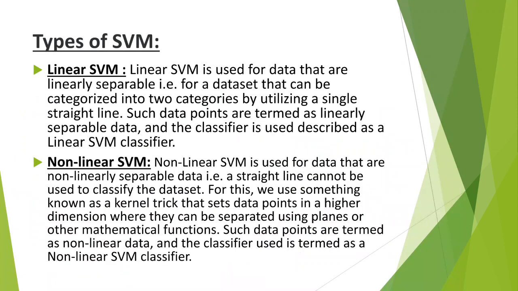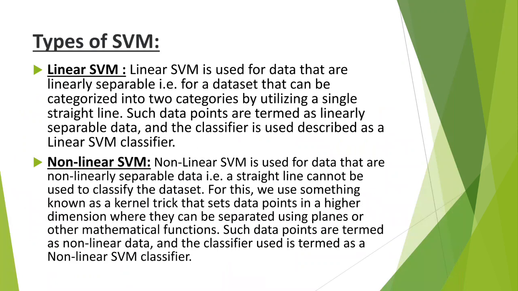Types of SVM: linear SVM and nonlinear SVM. Linear SVM. Linear SVM is used for data that are linearly separable, that is, for a data set that can be categorized into two categories by utilizing a single straight line. Such data points are termed linearly separable data, and the classifier is described as a linear SVM classifier.